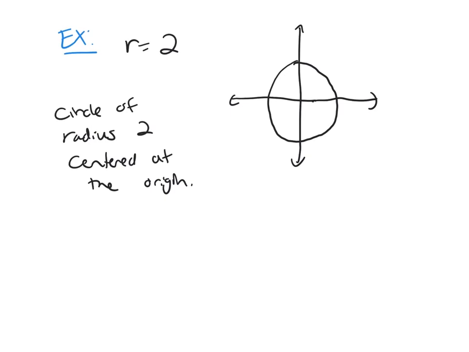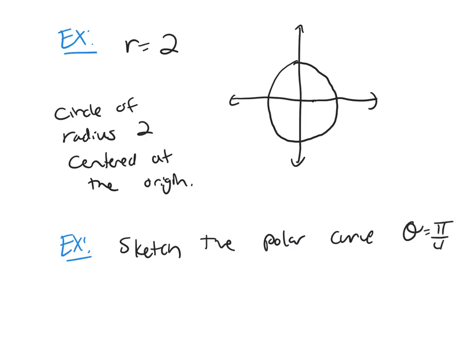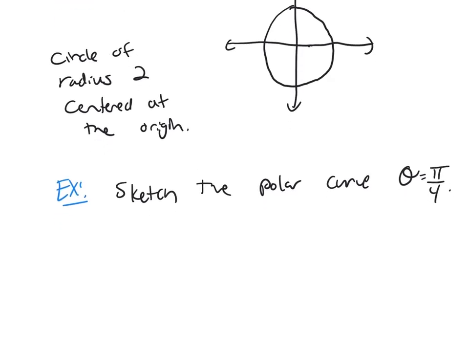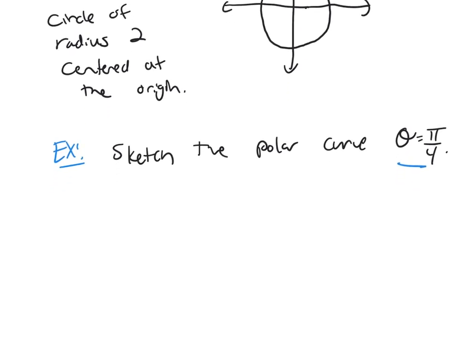Now let's look at another equation. I want you to sketch the polar curve theta equals pi over 4. So now there's no condition on r here. The only condition is that the angle must be pi over 4.